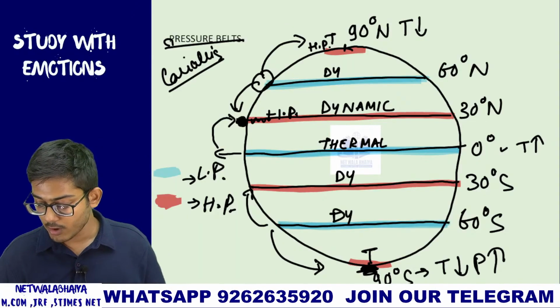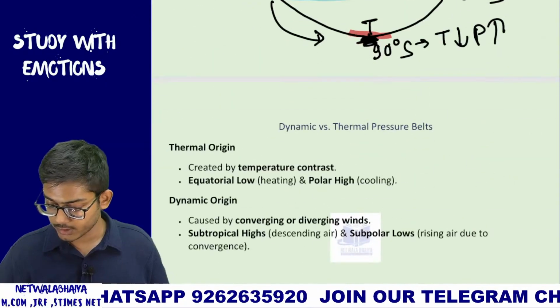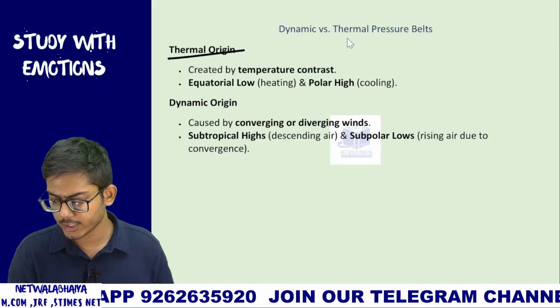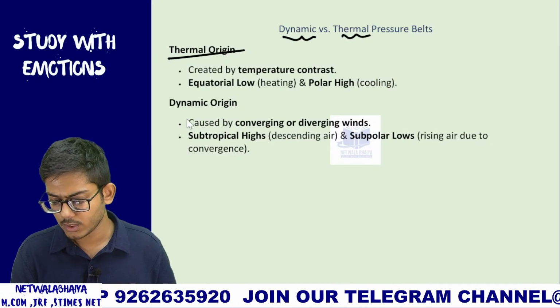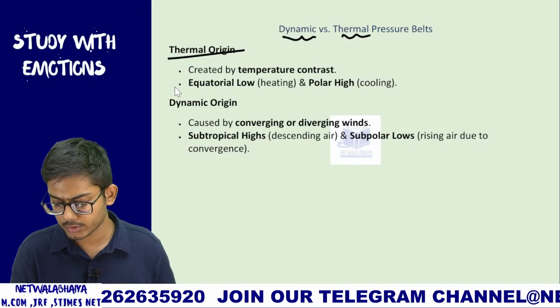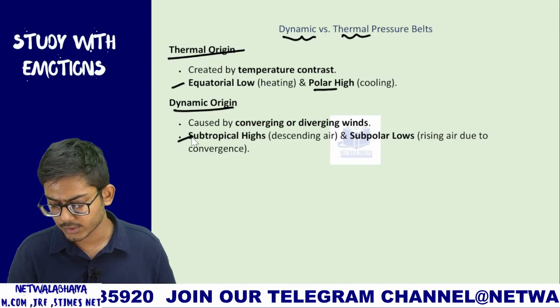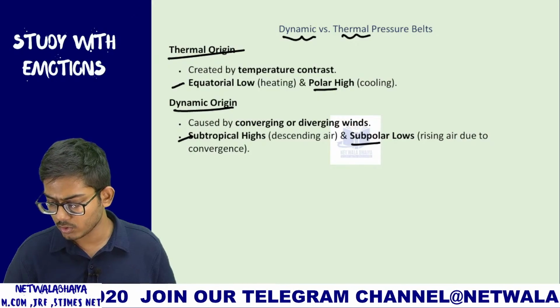Okay, so that's all about pressure belts. Understand? Now, as we saw that there are two different types, dynamic and thermal. So the thermal origin, there are two details a little bit: equatorial low, polar high, these are the thermal ones. Dynamic origin, the subpolar subtropical high and the subpolar low, these ones.